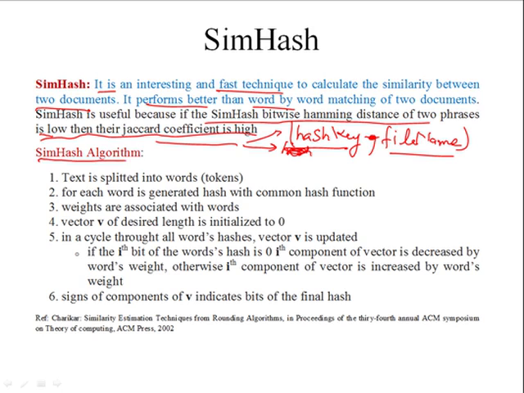Simple SimHash algorithm. Text is split into words, tokens. For each word, it generates a hash with a common hash function. Weights are associated with words. The vector V of desired length is initialized to 0.